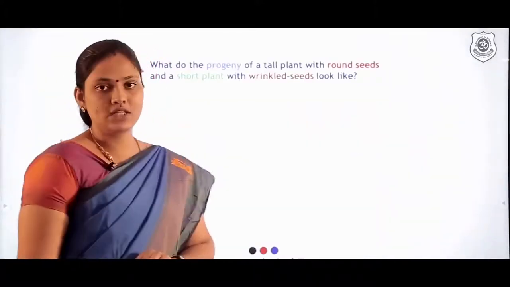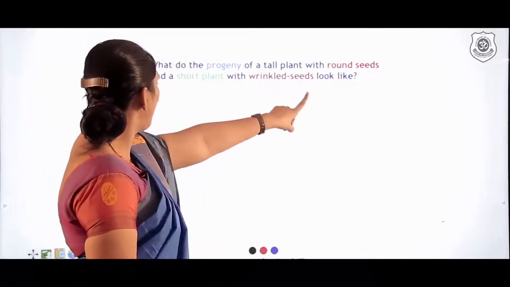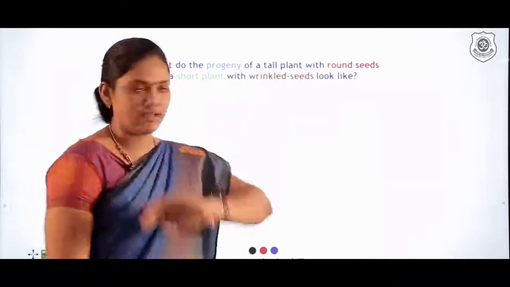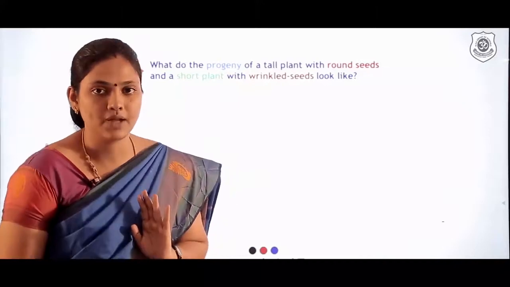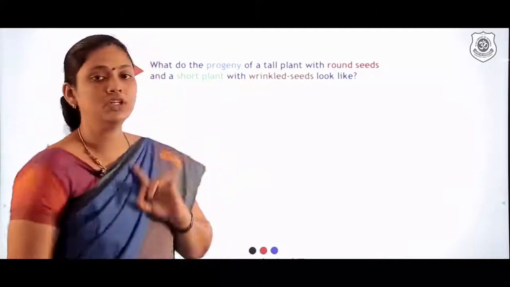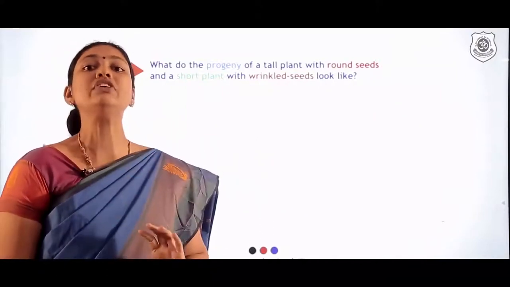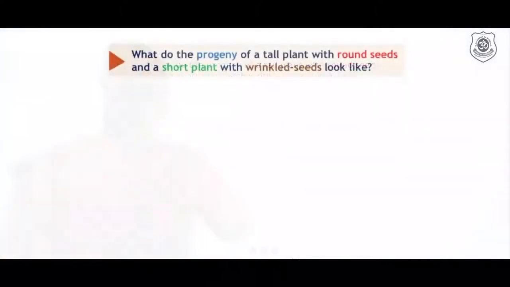Now let's solve this activity, children. What do the progeny of a tall plant with round seeds and a short plant with wrinkled seeds look like? Okay, I want you to give only the genotype now, and I let you do the Punnett square for this question. You have to find out the phenotypic ratio out of this dihybrid cross. Shall we just find out the genotype of the parents over here, children?